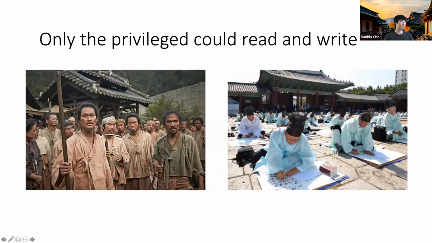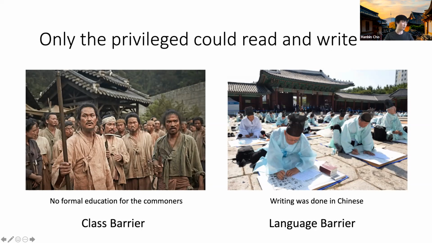Well, only the privileged caste could read and write. Korea had a pretty strict caste system, divided into about four castes, and only the top two elite castes had the birthright to education, while the commoners had no access to formal education. Adding to that, the writing system we were using was Chinese, rather than one reflecting our spoken language. So as a commoner, which represents most Koreans at the time, there's a class barrier, and there's also a language barrier to becoming literate.